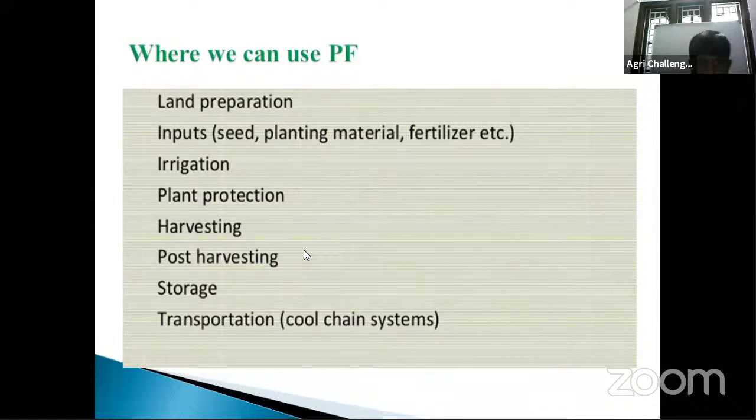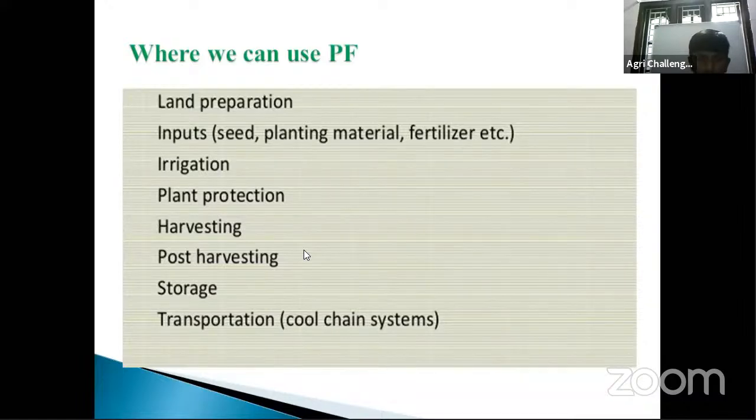Then input application. Once we know the variability, we will go for variable rate application of seed and sowing, planting material and fertilizer application, then pesticides, and variable application of irrigation.